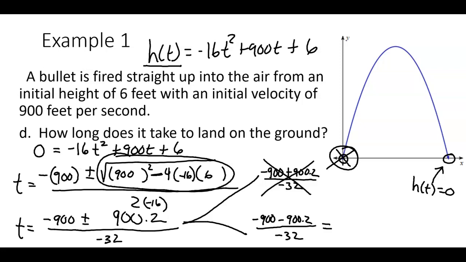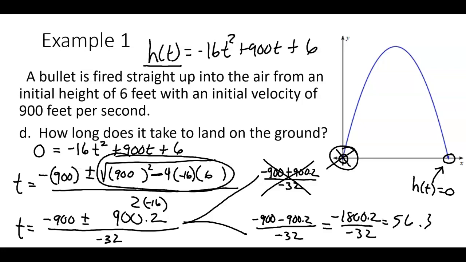So let's do that. On your calculators, do negative 900 minus 900.2. Now remember, that's a negative 900, and that's a minus. So don't get those mixed up. Negative 900 minus 900.2. You guys should be getting negative 1800.2. Right? Now last step is to do your division. Divide that by negative 32. You should be getting 56.3.